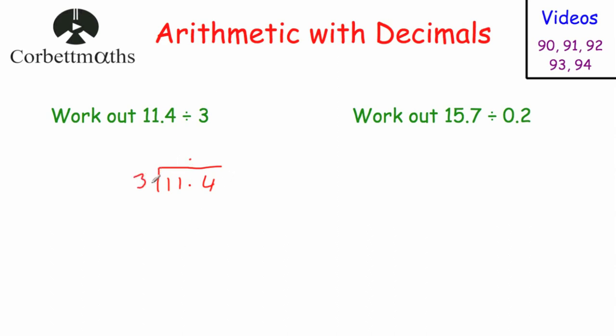So we put the 3 at the front. 3 into 1 doesn't go, so put the 0, remainder 1. We've then got 3 into 11. Well, 3 times 3 is 9, so that would be 3, remainder 2. And then we've got 24 divided by 3. Well, 24 divided by 3 is 8. So our answer would be equal to 3.8. Okay, let's have a look at our next question.